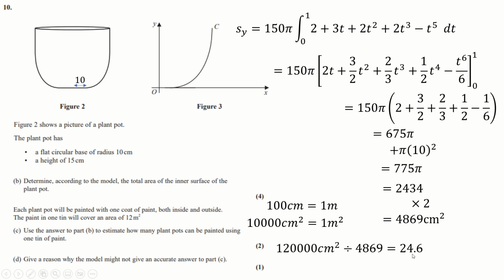So I'm going to round and say you can do 24 pots fully. Just round down. Give a reason why this might not be accurate. The thickness of the paint counts, maybe the surface is not smooth, maybe something like that, or you can just say the curve just doesn't accurately reflect the edge of the plant pot, and that will do too, and that will be the entire paper done.